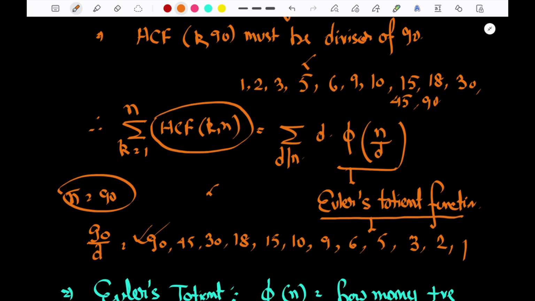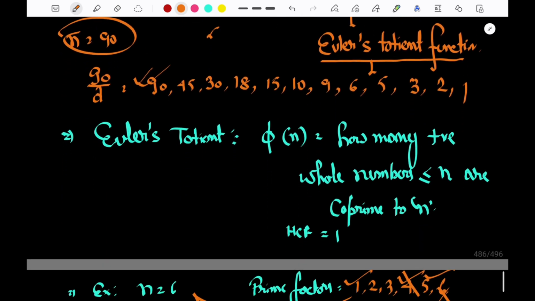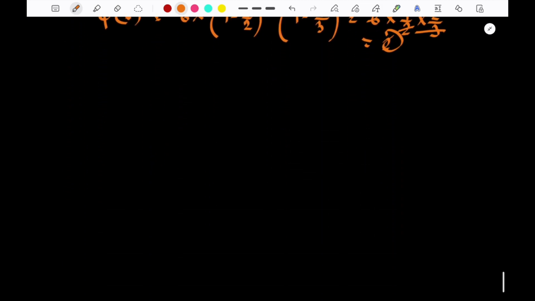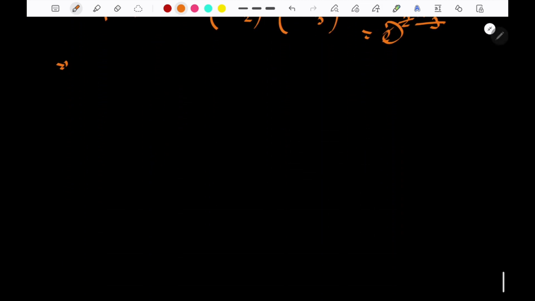So what is Euler's quotient function? Here Euler's quotient function of n by d. N by d means which are co-prime to n by d. We'll explore what I am saying. See here, now if I calculate d into phi of 90 by d, why is it like this? Suppose d is equal to 1, so 90 by d will be 90.